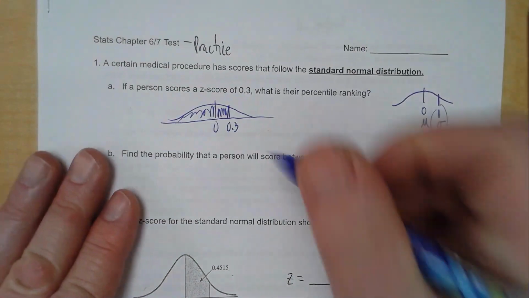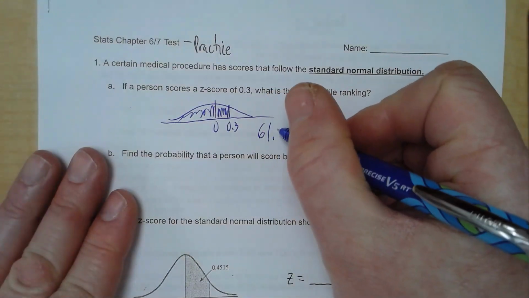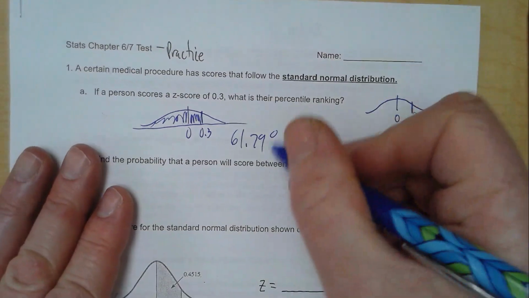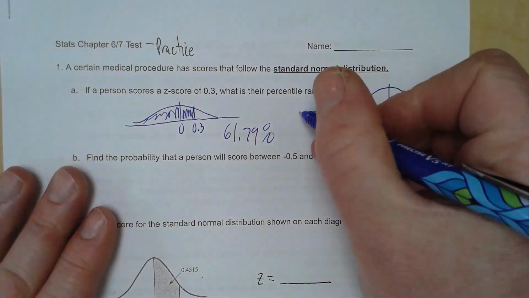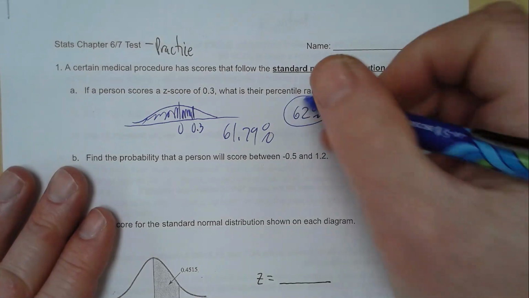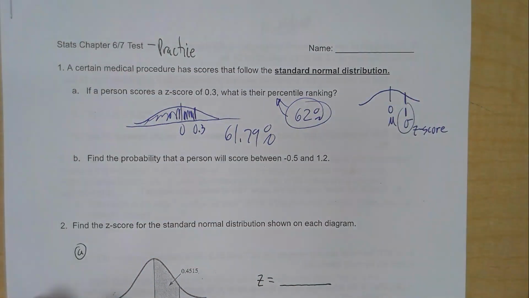61%, so this is 61.79. I'm going to round that up. I got the decimal, I wrote it down as a percentage. So the percentile ranking is 62%, 62nd percentile.